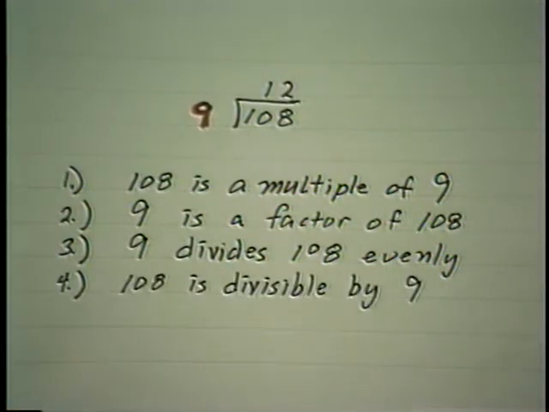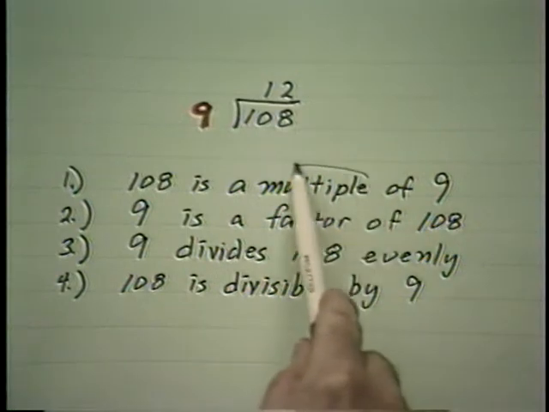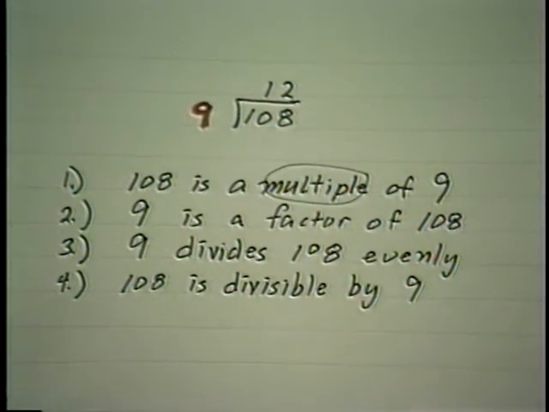And we could have even said 108 is divisible by 9. These are 4 ways of saying the same thing. It's just a matter of language. Here we're concentrating on one particular aspect of this language.